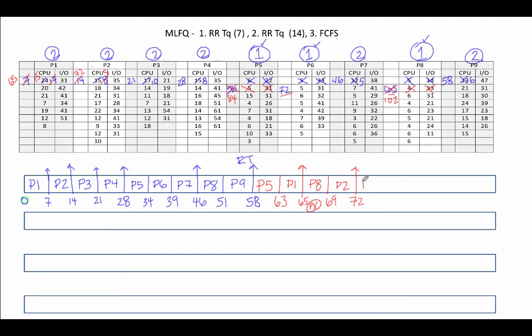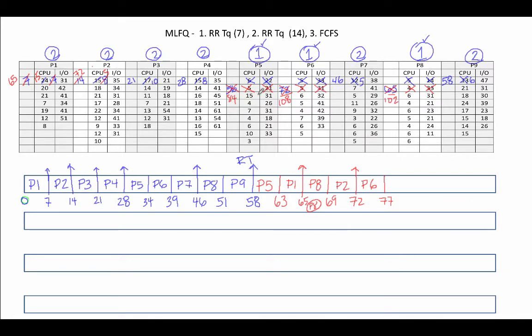Now P6 is going to get on the CPU until time 77, and then P6 will go out to I/O for 31 time units and will come back at time 108, and it's going to remain a level 1 because the CPU burst was less than 7 time units. So now the current time is 77.